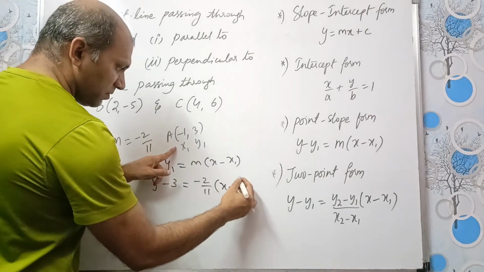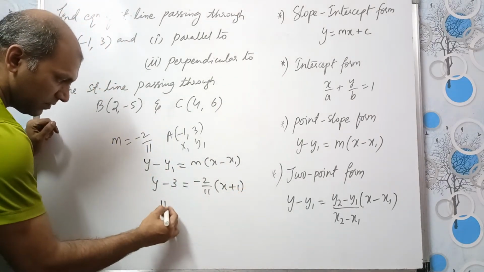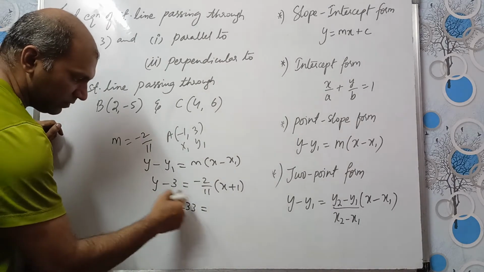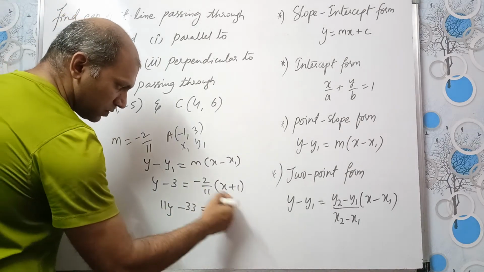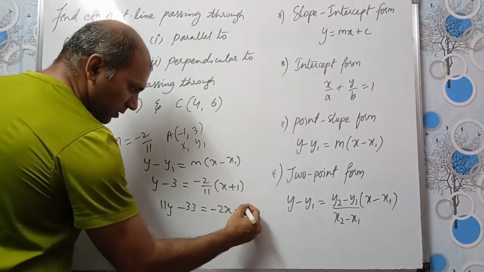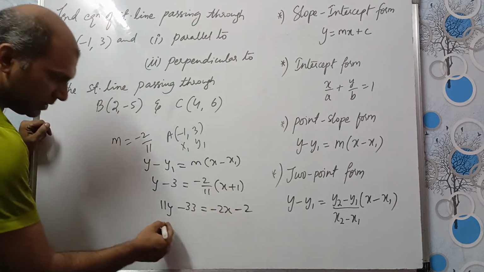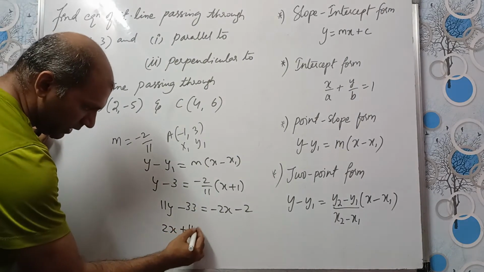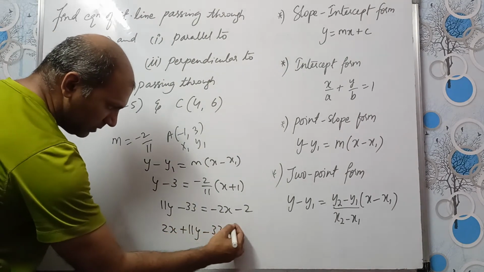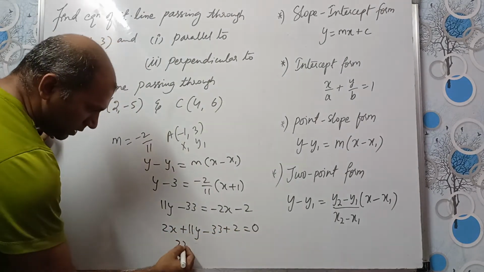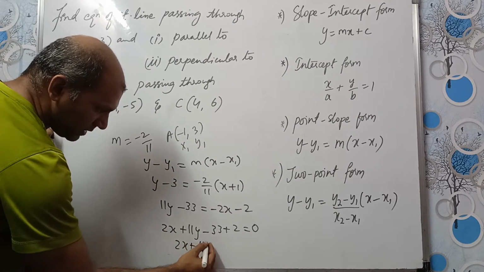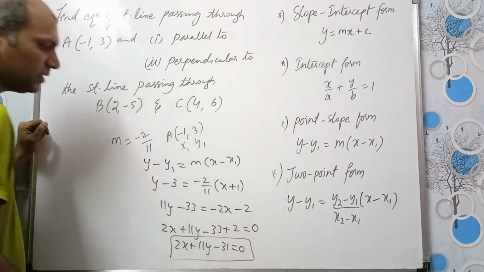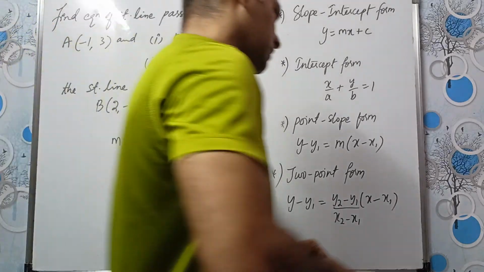X minus of minus is plus 1. So 11y minus 33. We are multiplying 11 with y, 11 with 3. And this one is minus 2x minus 2. So let us bring the x value and this 2 value this side. It will be 2x, 11y minus 33 plus 2 is equal to 0. So 2x plus 11y minus 31 is equal to 0 is the required equation.